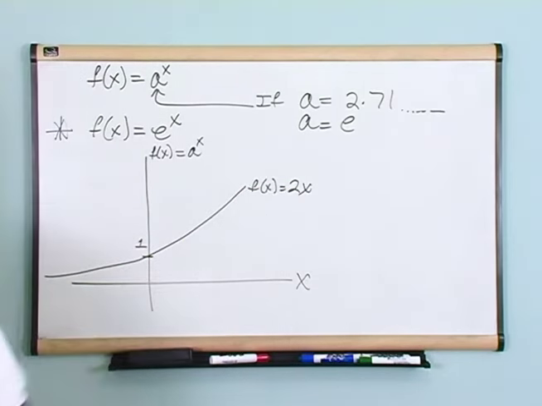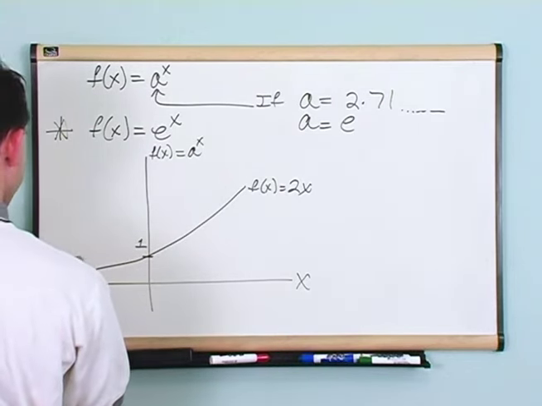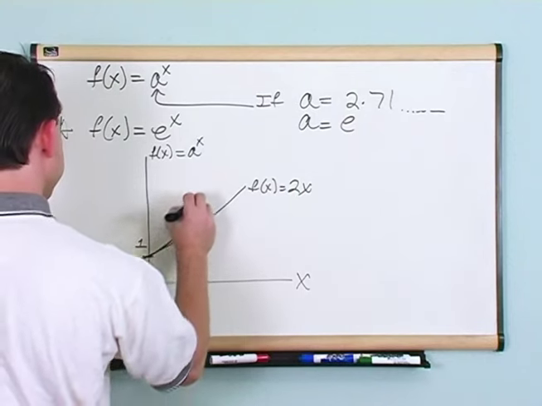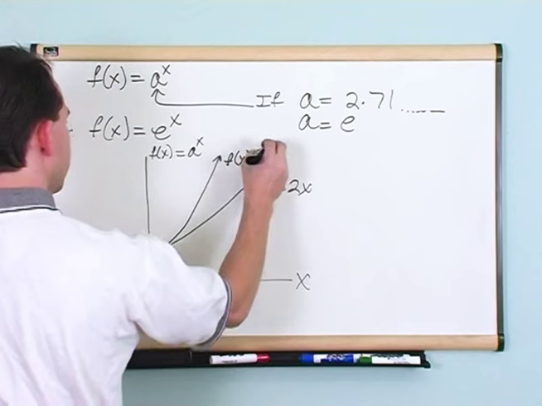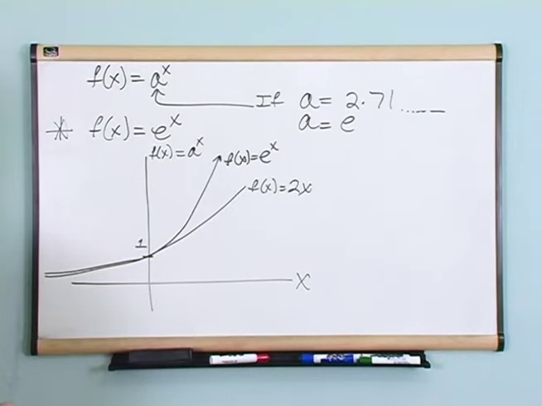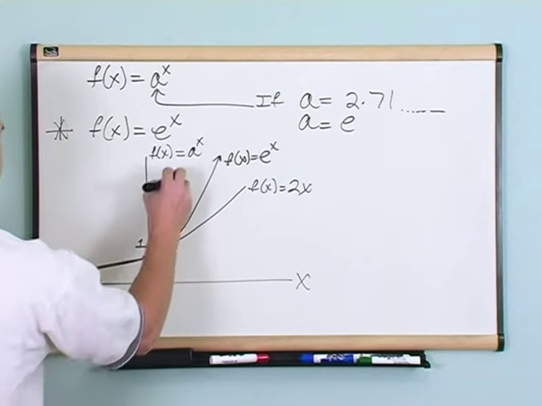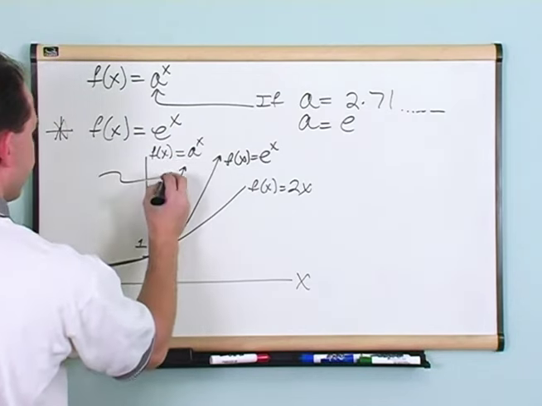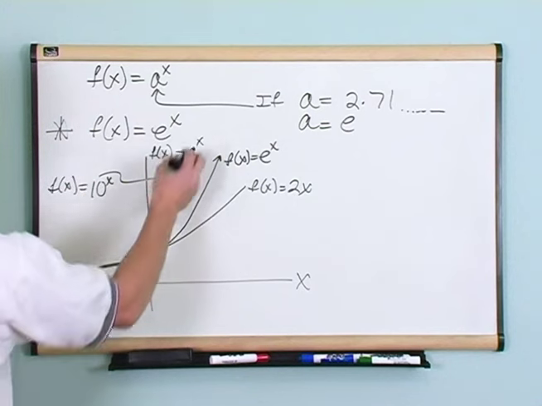It might be a graph like this, right? If I were plotting e to the x, it might look something like this, e being 2.7. And if I were plotting, just for comparison purposes, f of x equals 10 to the x, it would be steeper still.